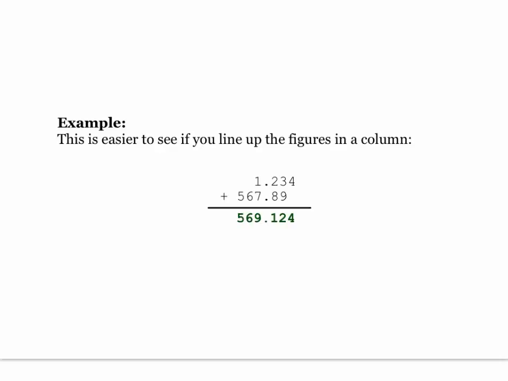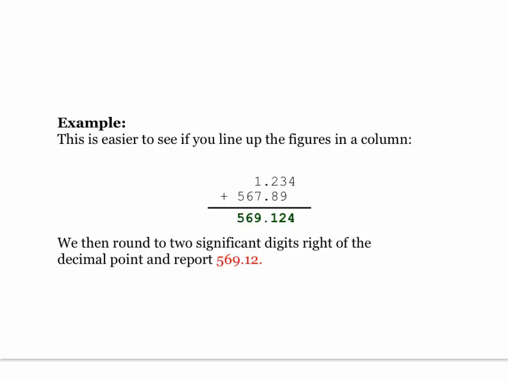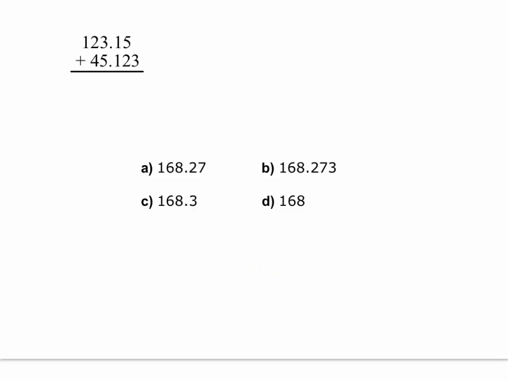When I do the straight-up addition, I get 569.124, and then for our rules with calculations using significant figures, we do our rounding at the end. Because the 567.89 was the least precise measurement with 2 digits after the decimal point, when I report my final answer, I'm going to round to 2 digits after the decimal point. The 4 value here is closer to 0 than 10, so I can just report my final answer as 569.12.